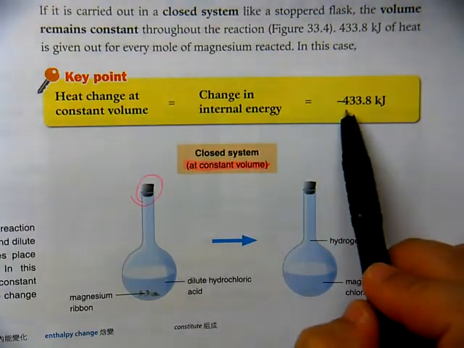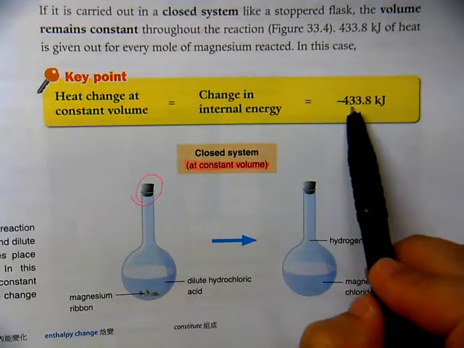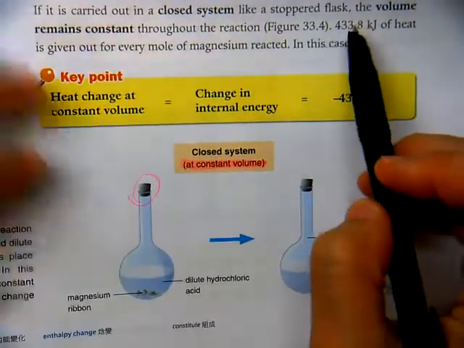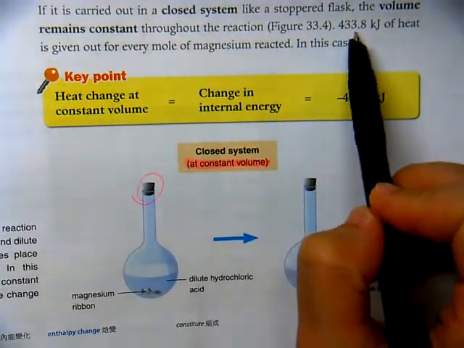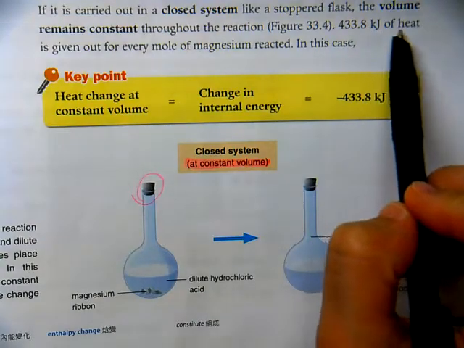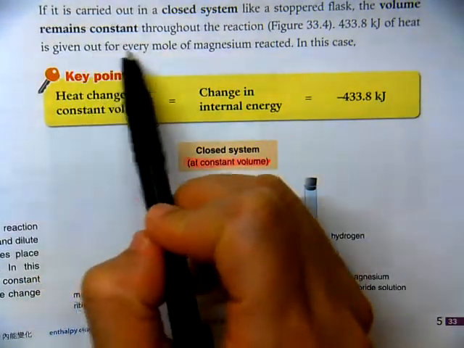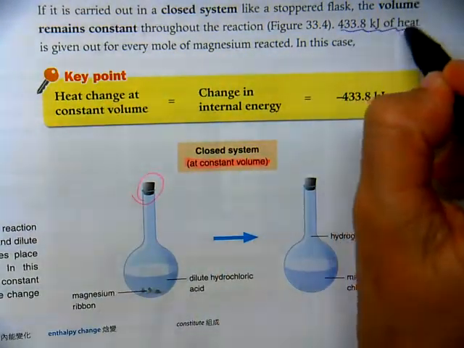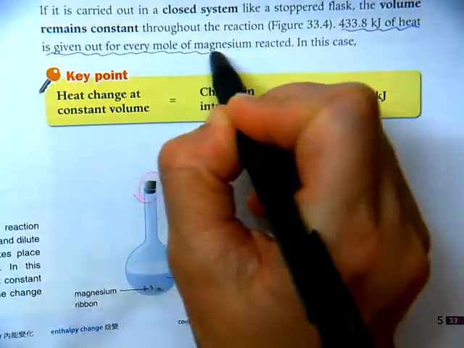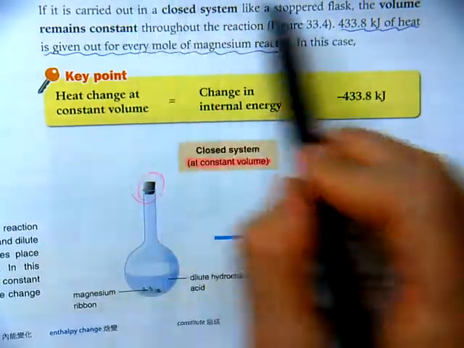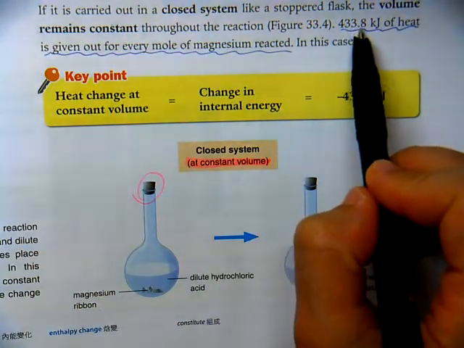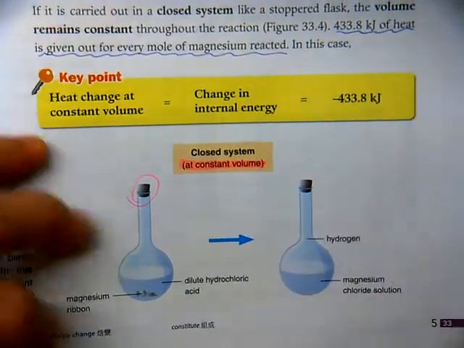You may consider it is negative 433.8 kilojoules. What does it mean? 433.8 kilojoules of heat is given out for every mole of magnesium reacted. When 1 mole of magnesium is reacted, it will give out 433.8 kilojoules. Okay? Turn to the next page.